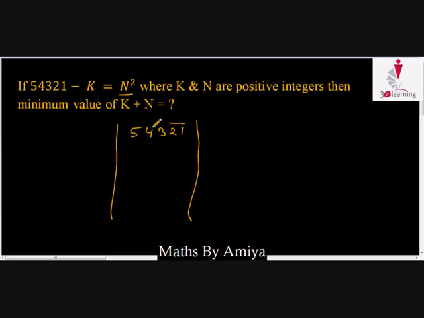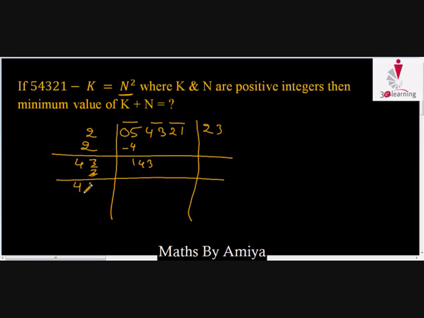Make bundles of 2. We are unable to make a bundle of 2 for the first digit, so place 0. We have 05, so we have 2, 2 and 2. Summation is 4, product is 4, subtraction is 1, then 43. We have to write a number so that the product is near to 143 but less than 143. So we place 3, 3 and 3 here. The summation is 46 and the product is 129. If we take the difference between 143 and 129, we will get 14.